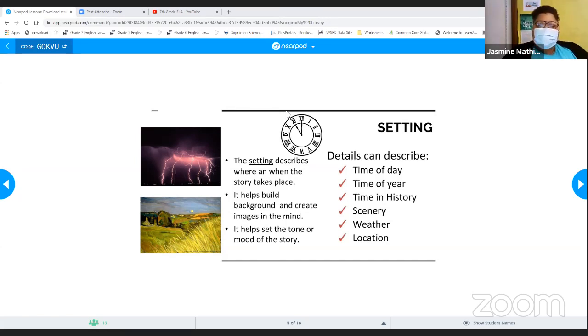So it could be the time of day. So if I said yesterday afternoon in a rainy day in Wisconsin, we know it was during the afternoon. We know that it was a rainy day in Wisconsin. Okay. So when we talk about the setting, we're also talking about scenery as well as weather and, you know, the time historically as well.